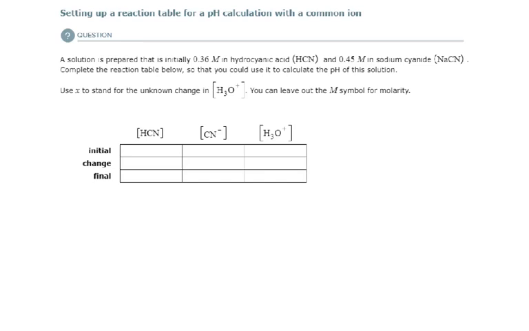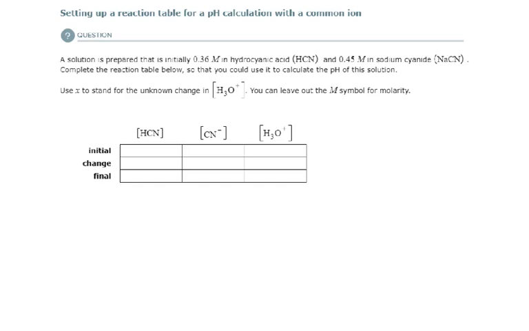So here we have the second example of this topic, setting up a reaction table for a pH calculation with a common ion. I'll move through this second example a little bit more quickly than my first example, but as always, I have provided additional information in the first example from this topic.